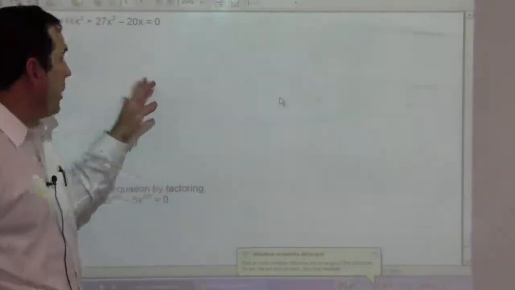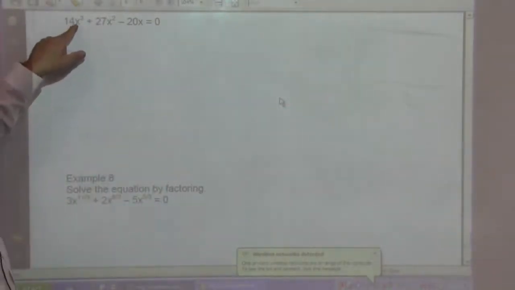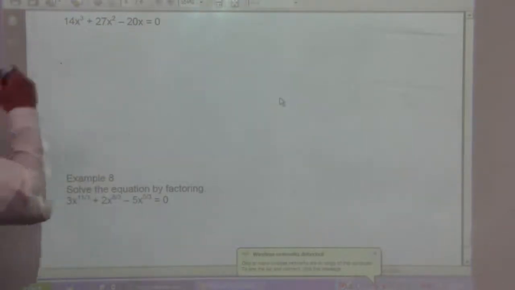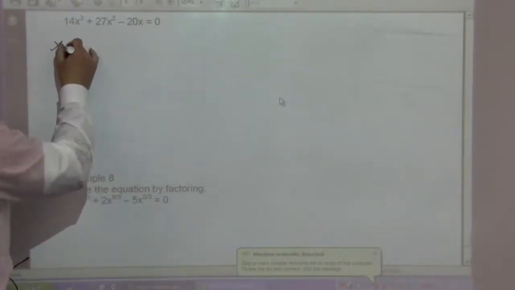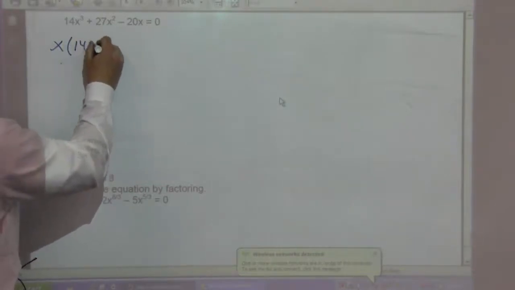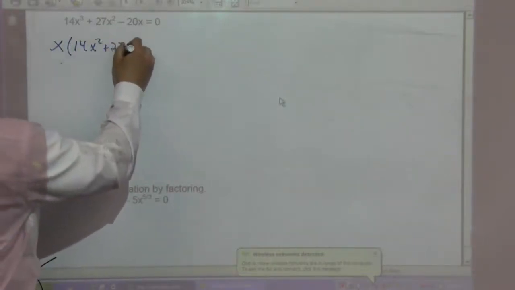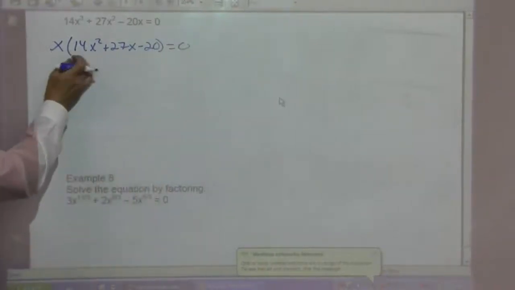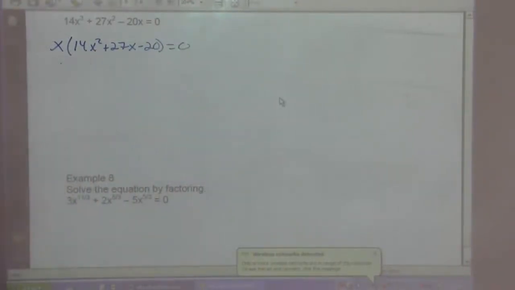Okay, now we're going to work on part B to this. 14x cubed plus 27x squared minus 20x equals 0. From this we could factor out an x from every term, and we'd have 14x squared plus 27x minus 20 equals 0. So we have to factor this quadratic now. Now we could use the quadratic formula, or we can try factoring this.